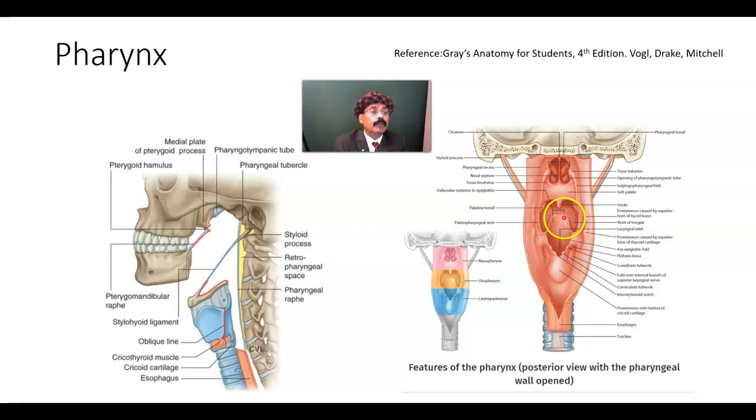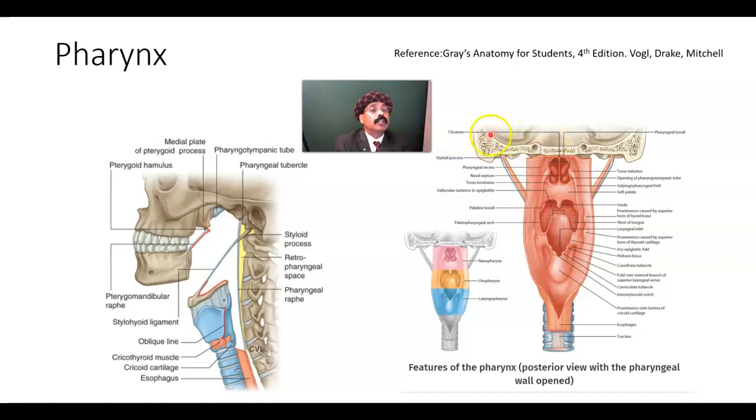This is the epiglottis, and we'll get the palatine tonsil that is in the oropharynx here, between the palatopharyngeal arch and anteriorly the palatoglossal arch. These are the lingual tonsil elevations I'm seeing here. This is a part of Waldeyer's ring of tonsils. This is the nasopharynx because we are seeing the choana here, the posterior nasal aperture.